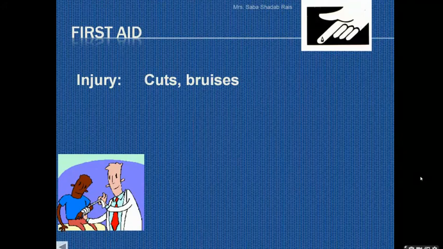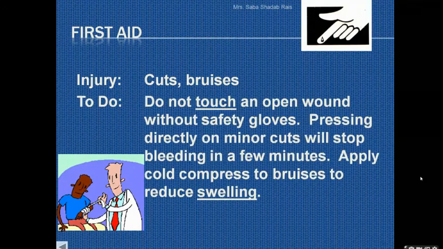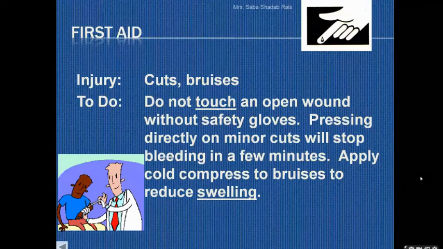Then injury: you are making the slides or taking the session, so it can cause cuts or bruises. First of all, make sure that you do not touch any open wound without gloves, because you know that the blood of another human is a biohazard. Pressing directly on a minor cut will stop the bleeding in a few minutes. If it is a small blade cut, it can stop if you press that area with cotton. Apply a cold compress to bruises to reduce the swelling.